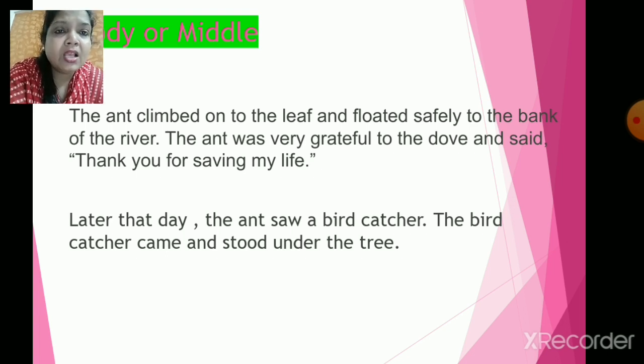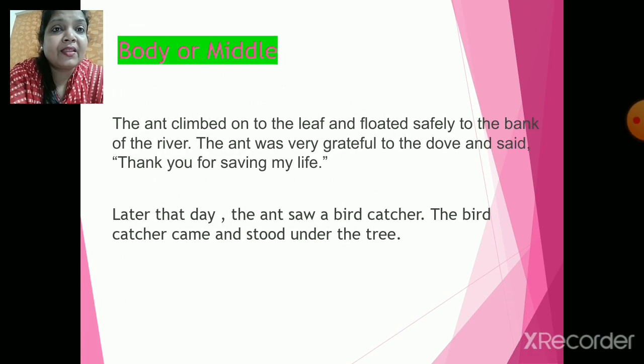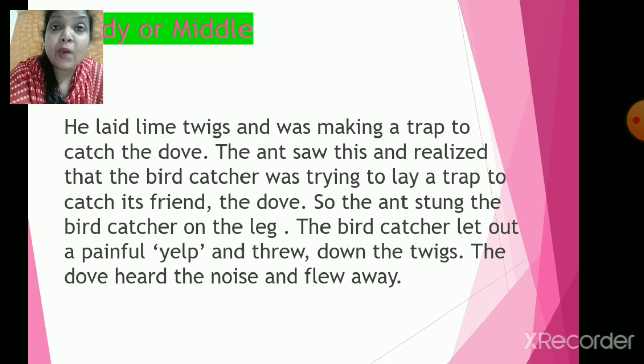Later that day, the ant saw a bird catcher. The bird catcher came and stood under the tree. Now, what happened next? He laid lime twigs and was making a trap to catch the dove. The ant saw this and realized that the bird catcher was trying to lay a trap to catch its friend, the dove. Who was the ant's friend? It was the dove. So the ant stung the bird catcher on the leg.